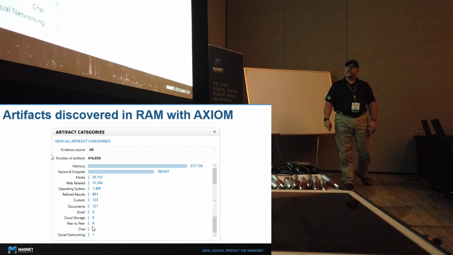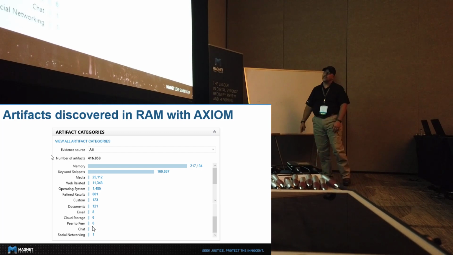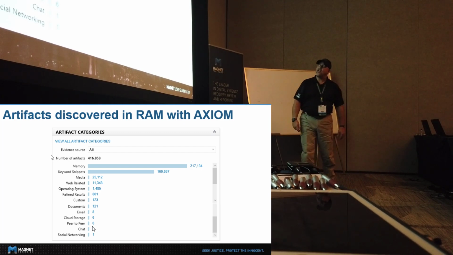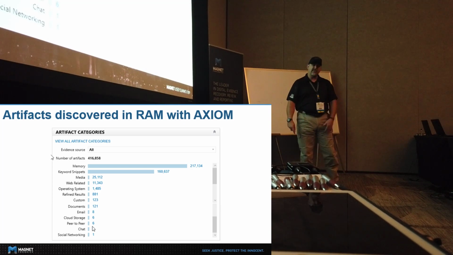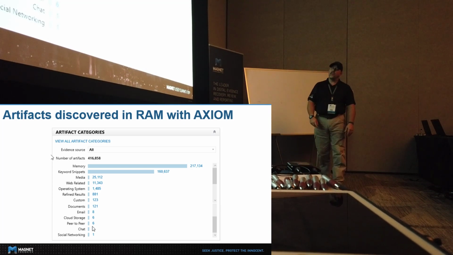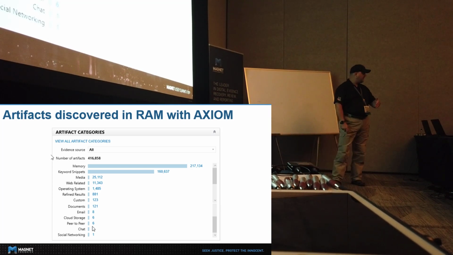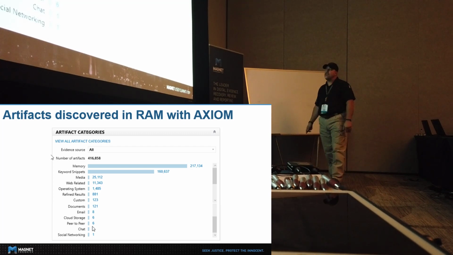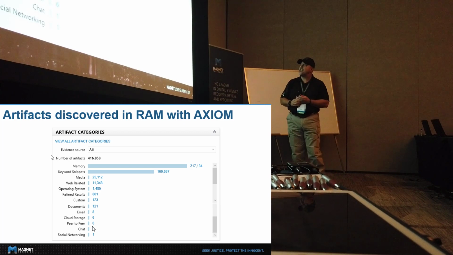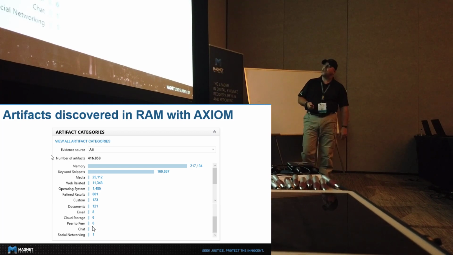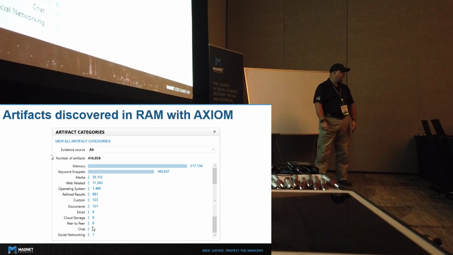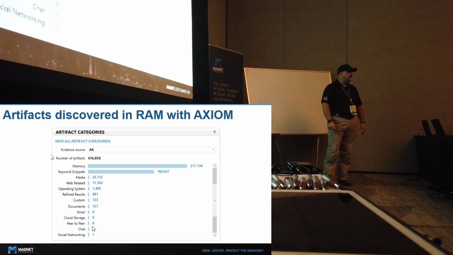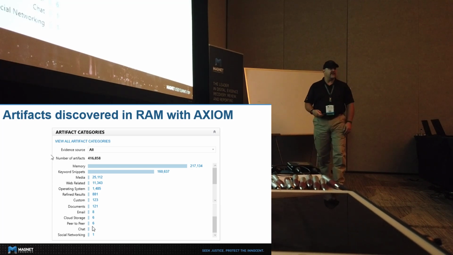These are some artifacts that were recovered from this RAM. How many artifacts do I see here? 416,858. Only RAM. Now granted, 160,000 of those were keyword snippets, so I did some keyword searching across this piece of evidence. But 217,000 came out of Volatility. 217,134 artifacts came out of Volatility. Guess what the rest came out of? AXIOM. You're going to get the best of both worlds using AXIOM and Volatility together.